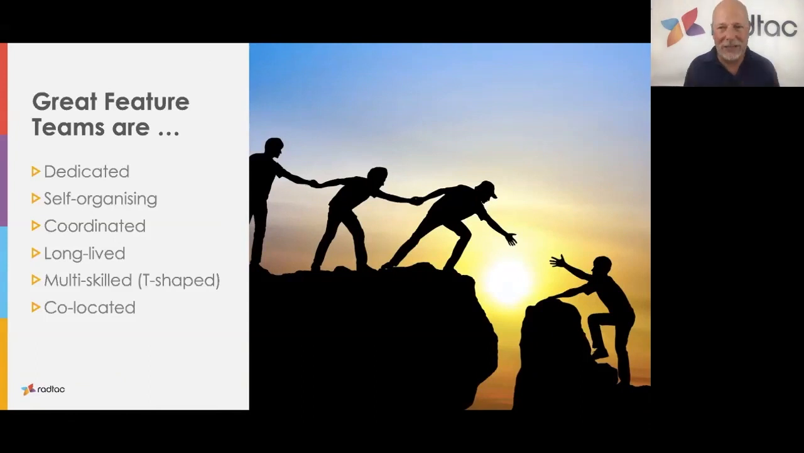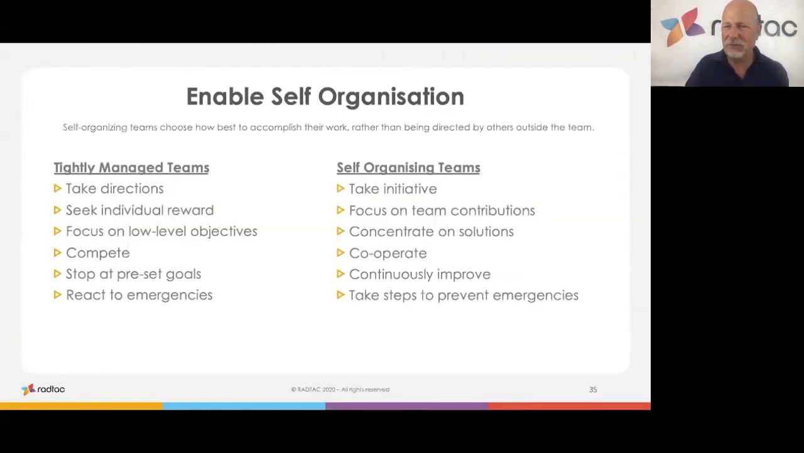Typically, feature teams are dedicated in relation to a particular outcome, particular features that enable an outcome. They're typically dedicated to that. Self-organizing, I've talked about. Coordinated. So we need to make sure that the team is self-organizing, coordinating itself with help from us. Long-lived. Most feature teams are pretty long-lived. They not only develop the capability, they support and maintain the capability. Multi-skilled, T-shaped, specialized generalists, people who can do more than one thing. They might be experts in one thing, but they can do other things as well. And physically or virtually collocated.